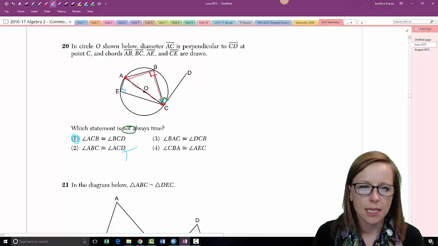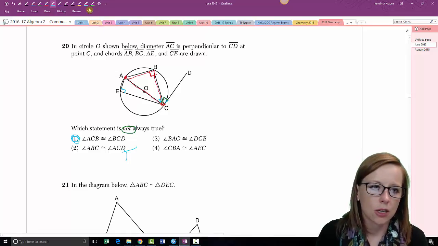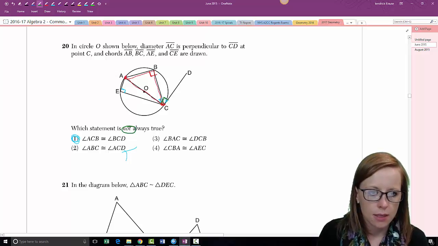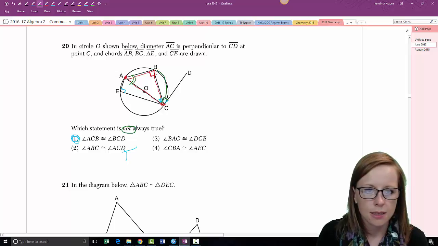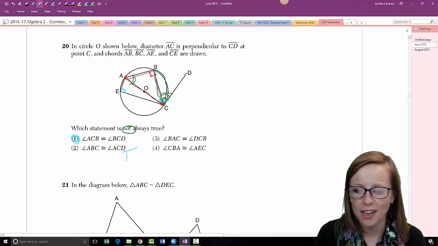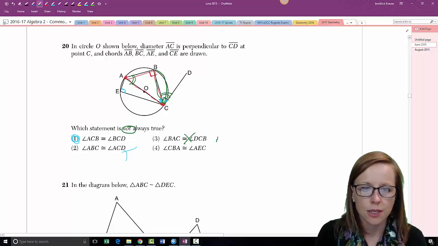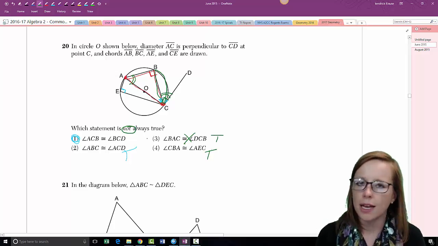BAC is congruent to DCB. Oh, that's actually a good point to make. This one is on the opposite side of the circle, holding arc BC. And this angle is on the circle, holding arc BC. So they're congruent. All right, so that's true. And CBA is a right angle, and AEC is also a right angle, so that is also true. So yeah, it's definitely choice one.